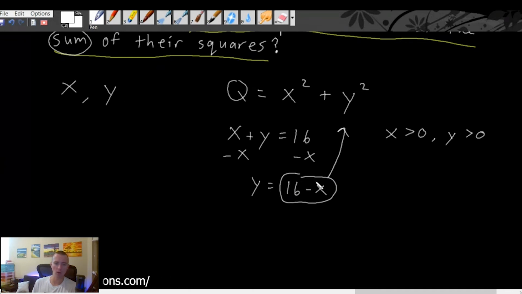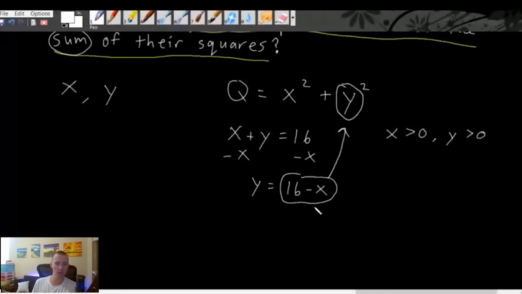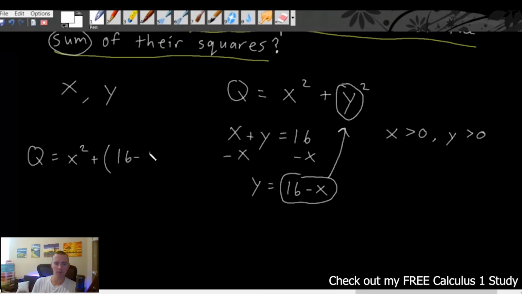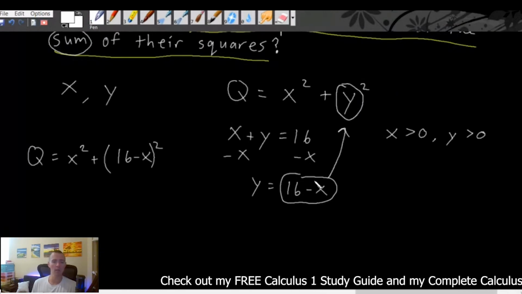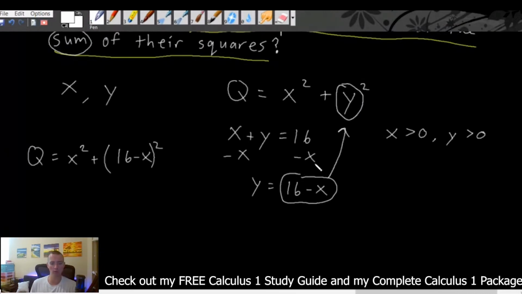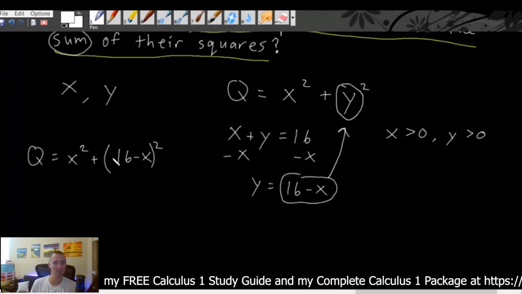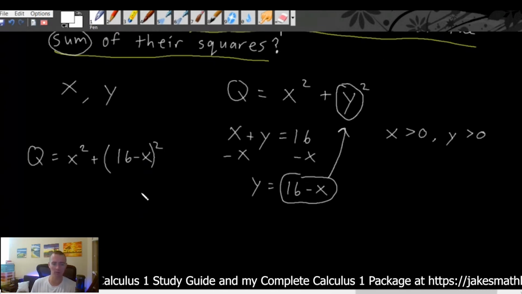So we know that y equals 16 minus x. We want to go back up to our optimization equation and replace the y with 16 minus x. So doing that is going to give us Q equals x squared plus (16 minus x) squared. So do be very careful here. In our optimization equation, we had y squared. We need to make sure to square this whole thing that y is equal to. That 16 minus x needs to be in parentheses or we're going to get the wrong thing.